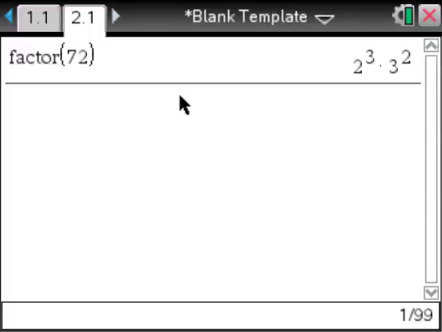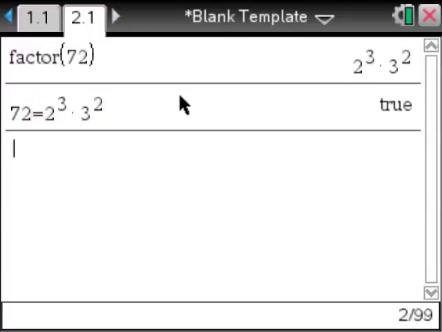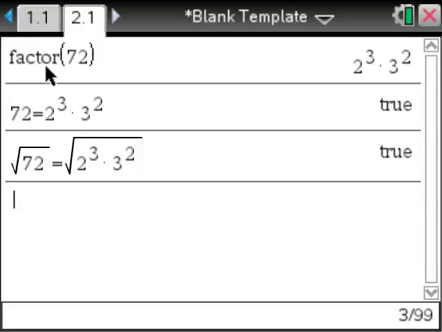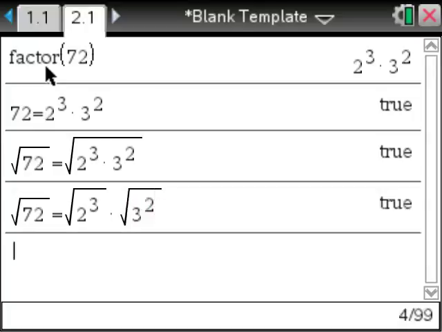Let's just check this. If I do 72 equals that answer, this statement is indeed true. Now if I were to do the square root of 72 and check to see if it is the square root of everything on the right hand side, that is still a true statement. And I could just split up that square root over the two terms, giving us 3 squared, and that statement is still true.